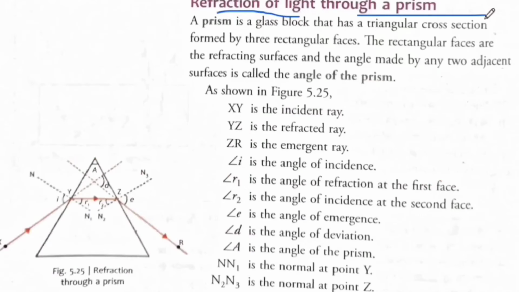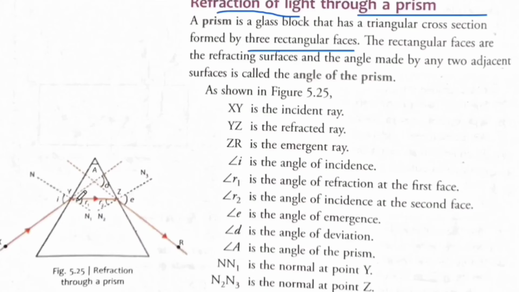Refraction of light through a prism. Students, a prism is a glass block and it has a triangular cross section. A prism is formed by three rectangular faces, and its rectangular faces are refracting surfaces. It means if any ray of light falls on the prism, it won't reflect, but it will get inside the prism, travel inside it, and go out from the other surface of the prism.